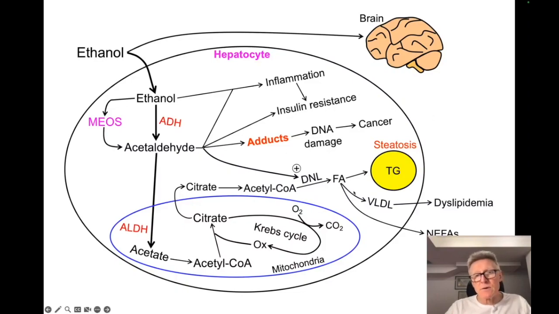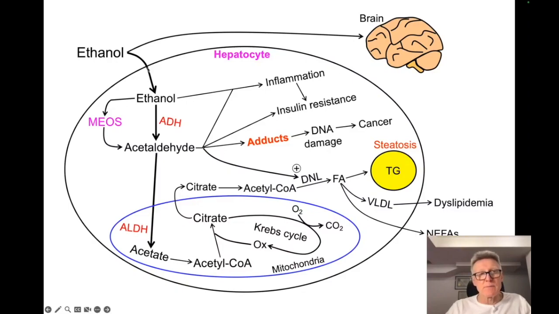So the hepatocyte also takes those fatty acids and puts them into a VLDL. Remember the lipoprotein that arises from the liver and is exported into the blood, and can lead to dyslipidemia. And another thing is that some of those fatty acids can also be released and increase their concentration in the circulation. So you can see that alcohol can have several different effects in the cell.